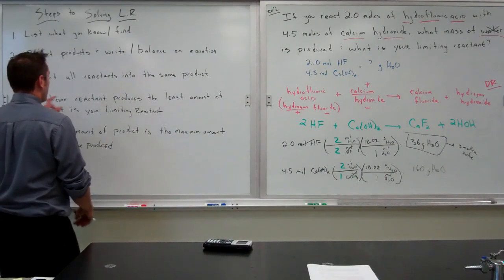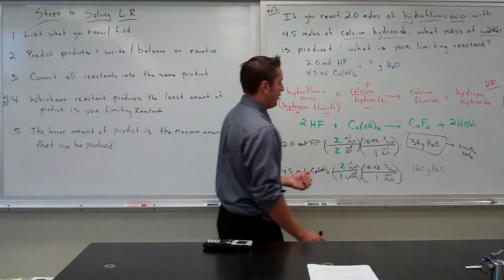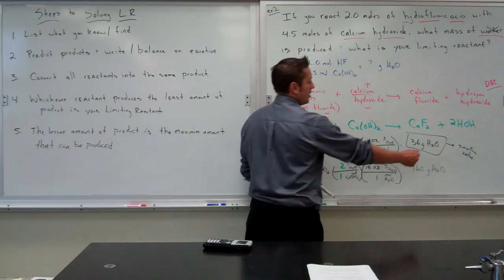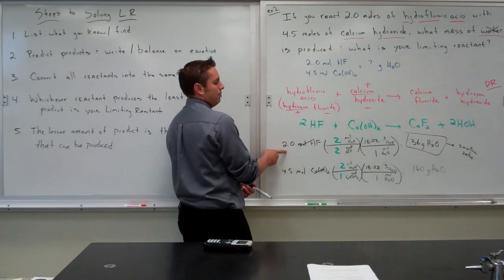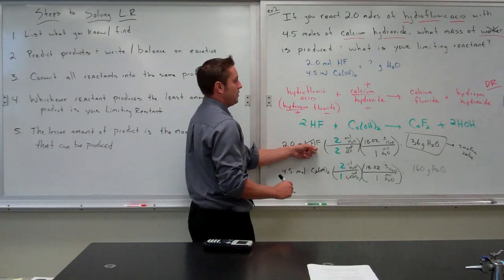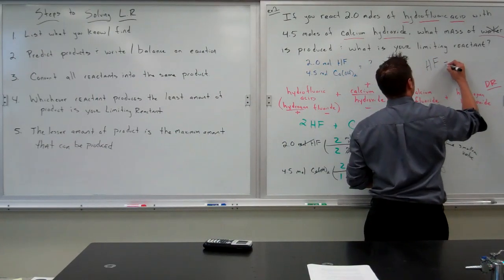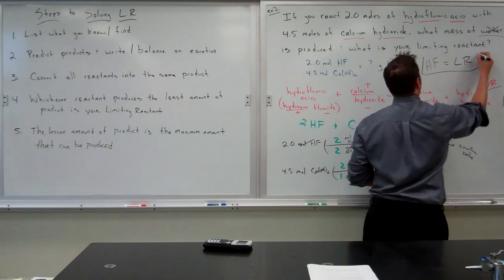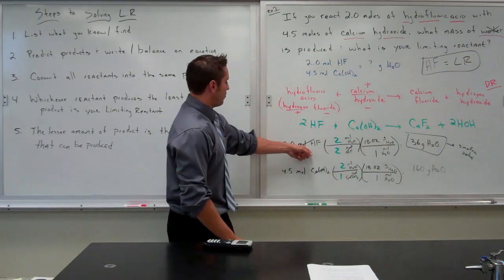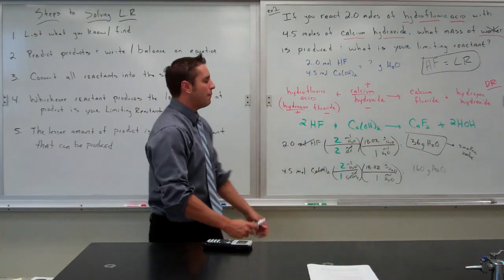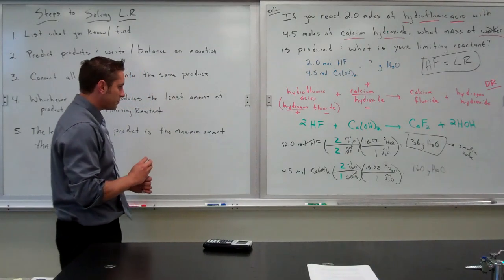Furthermore, whatever reactant produces the least amount of product is your limiting reactant. So whatever started this bracket problem is your limiting reactant, which means according to this, HF is the limiting reactant. Whatever starts the brackets that leads you to the smaller number is the LR.